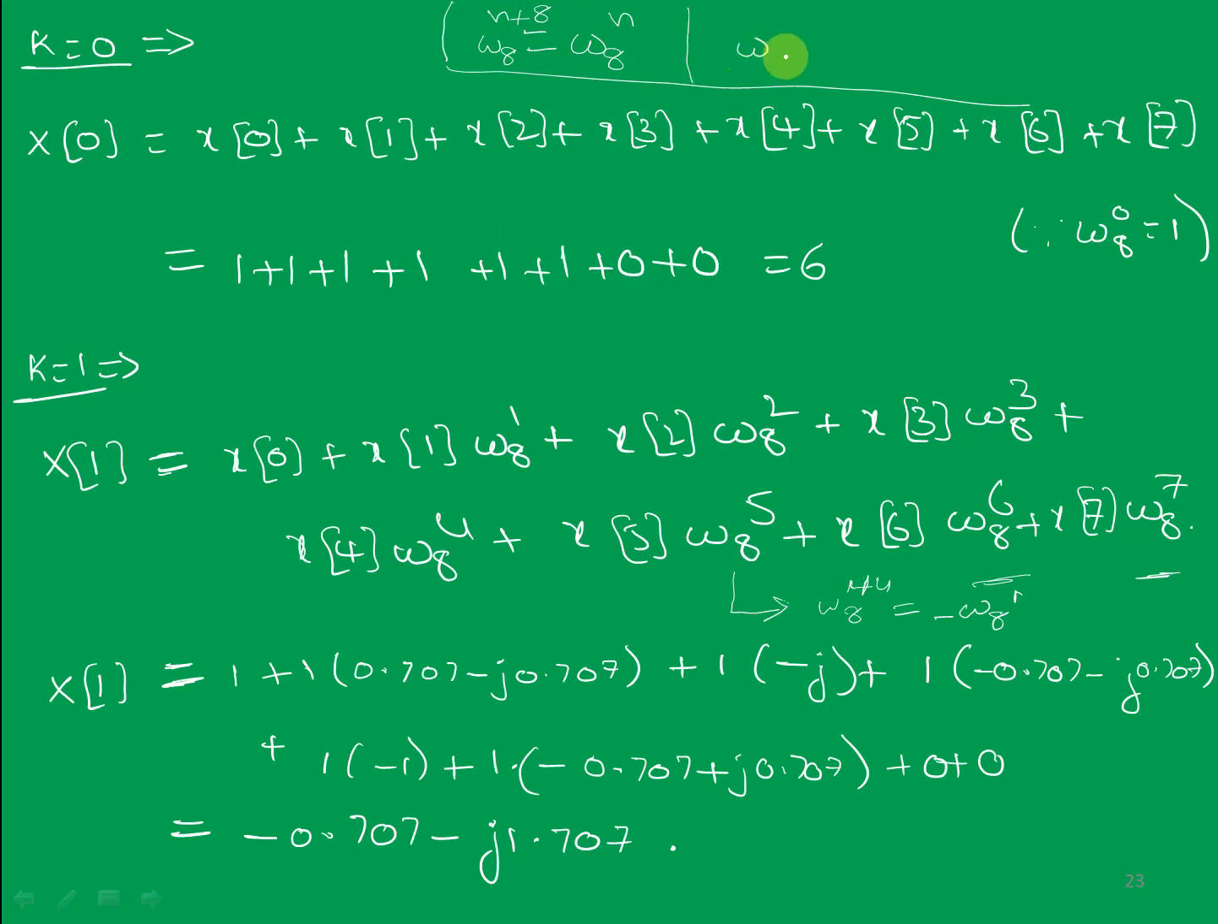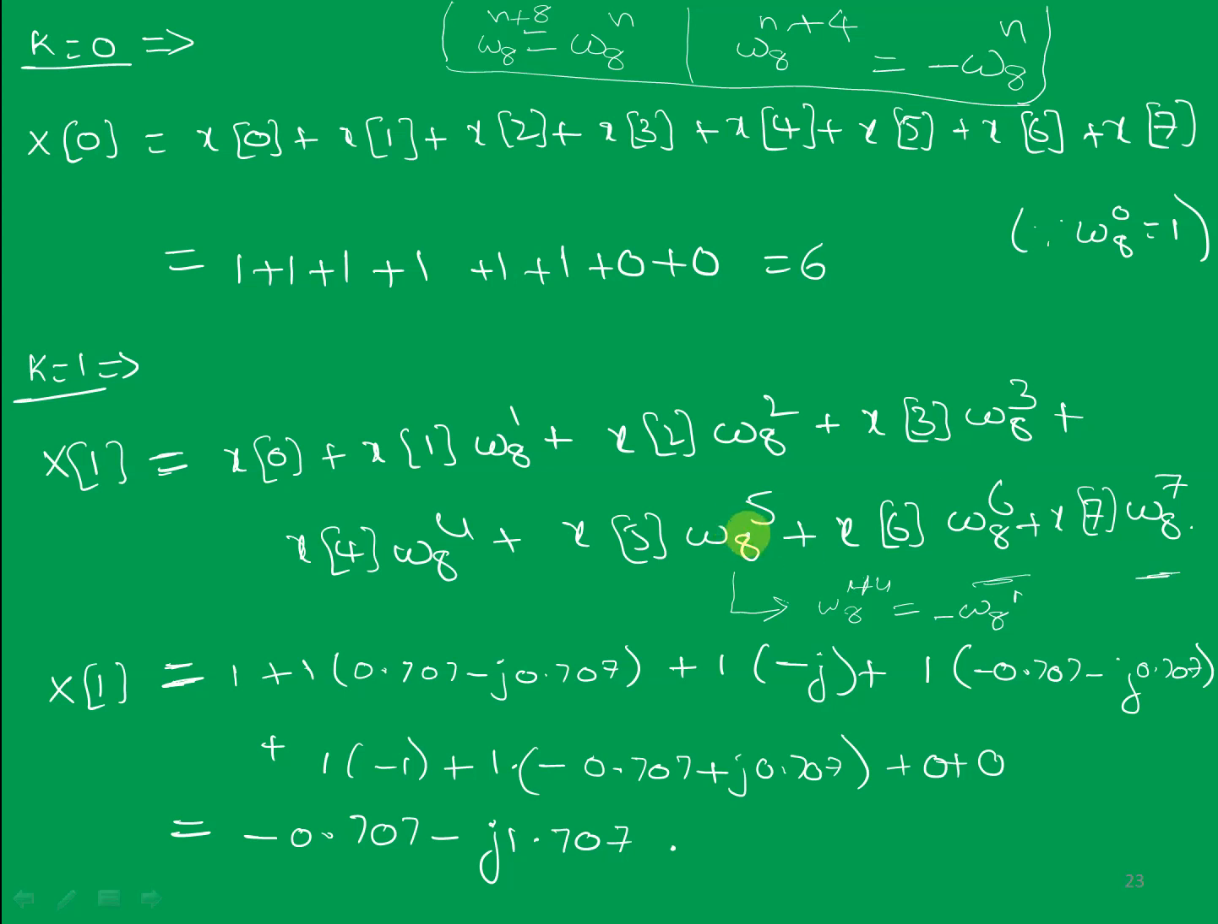Now coming to W capital N power small n plus capital N by 2. That means 8 by 2, which is 4. That is equal to minus W capital N power small n, that means W8 power small n. Okay. So based on these two properties, we convert any twiddle factor value into the known twiddle factor values, that is W8 power 0 to W8 power 4 only.